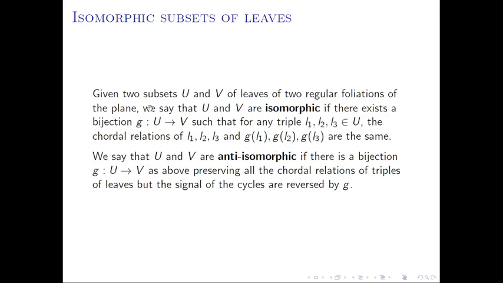Given two subsets U and V of leaves of two regular foliations of the plane, we say that they are isomorphic if there is a bijection G between them, such that for any triple of different leaves in U, the chordal relation of them and of their image by G are the same. In the case when the signs of the cycles are reversed by G, then we say that U and V are antisomorphic.